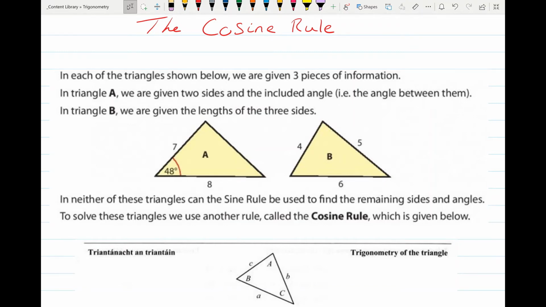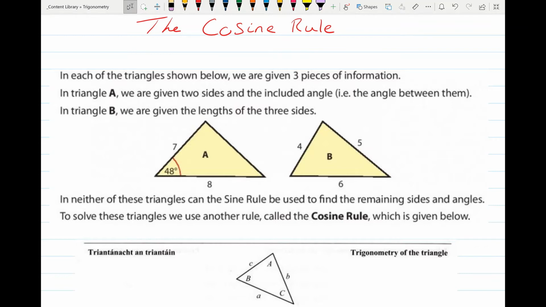We're continuing with trigonometry and we'll look at another way of finding sides and angles in a triangle now, the cosine rule. So again, the cosine rule can be used in triangles other than right angled triangles. If we take these two triangles here, A and B, in triangle A we're given two sides and the angle included, so the angle in between them, and in triangle B we're given the length of the three sides.